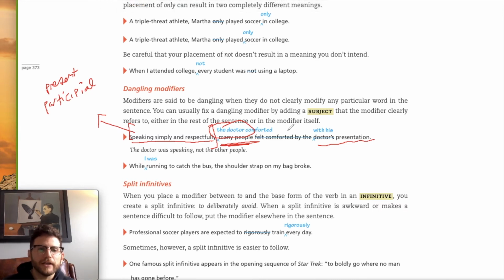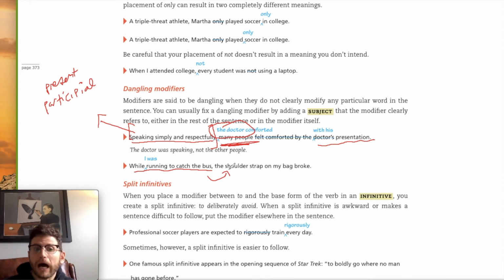So before the edit, let's look at it. While running to catch the bus, the shoulder strap on my bag broke. Okay. Why is this a problem? Without the edit, why is this a problem? Well, we have another present participial phrase here. What is it modifying grammatically? The shoulder strap. Now this doesn't make grammatical sense, because a shoulder strap is not the thing that's running to catch the bus. Okay, I am the one who is running to catch the bus.